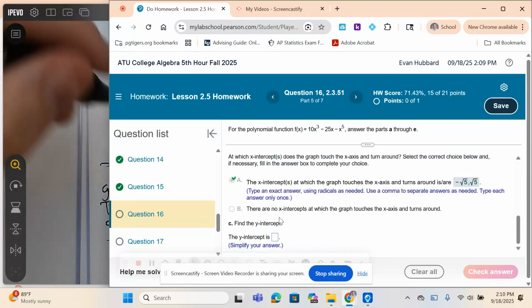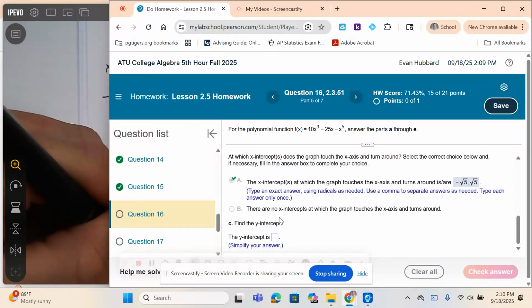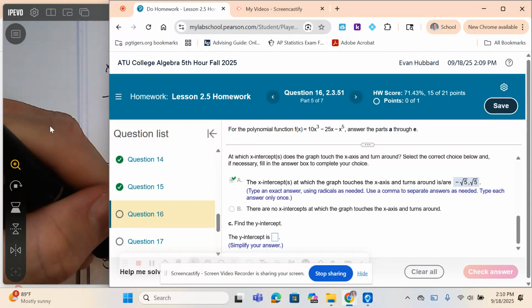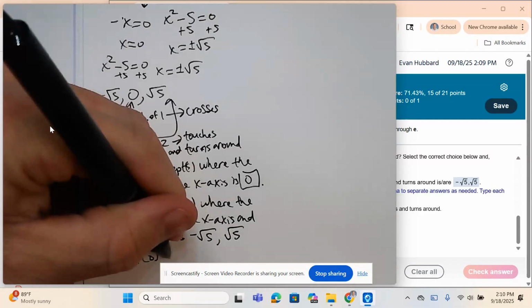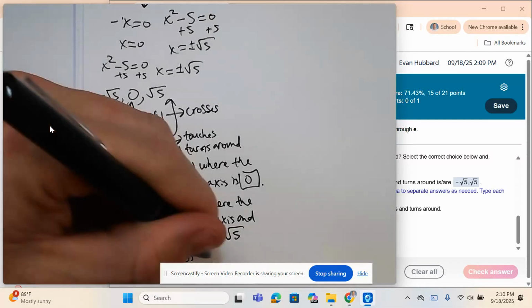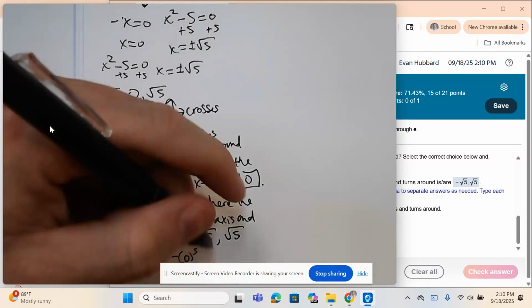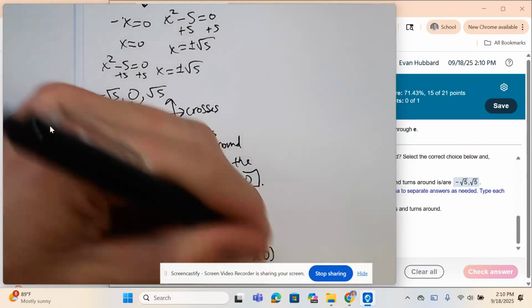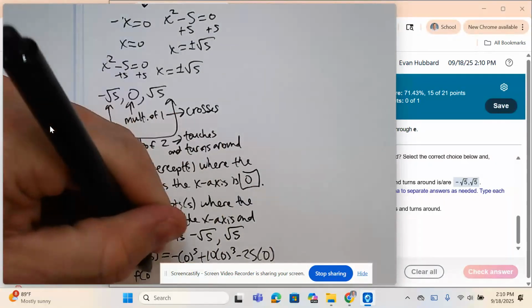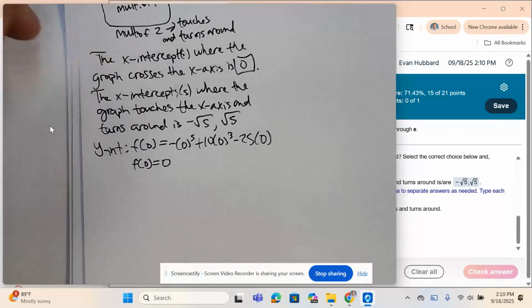Find the y-intercept. So the y-intercept, just make x equal 0. F of 0 is equal to negative 0 to the 5th plus 10 times 0 cubed minus 25 times 0, which is 0. So f of 0 equals 0. So the y-intercept is 0.